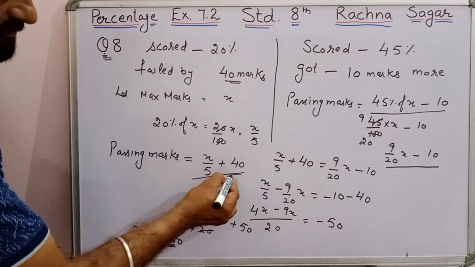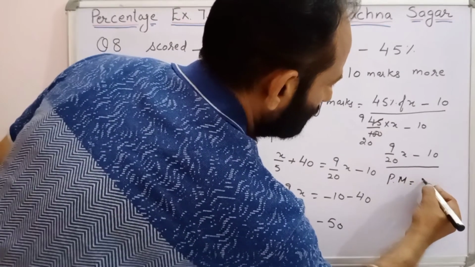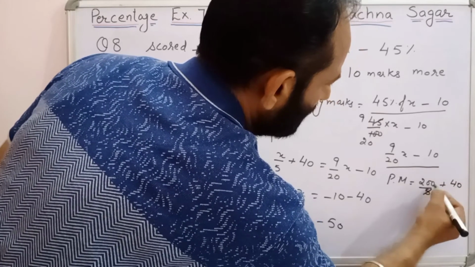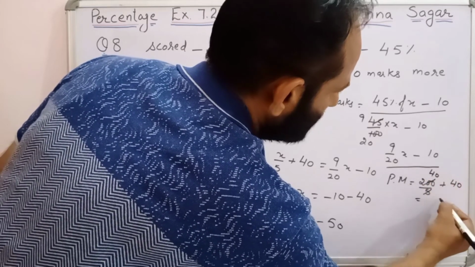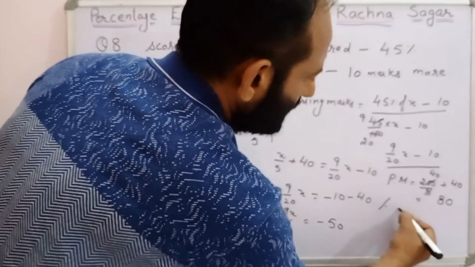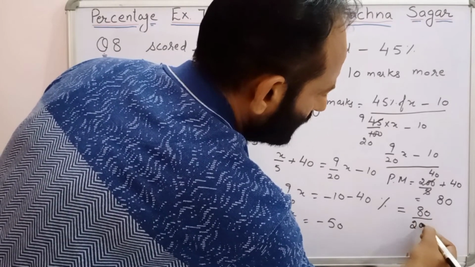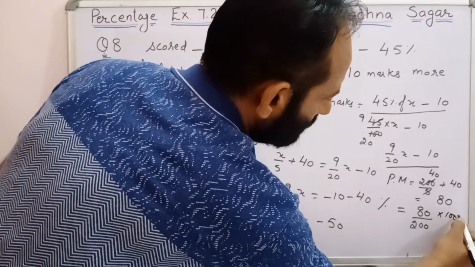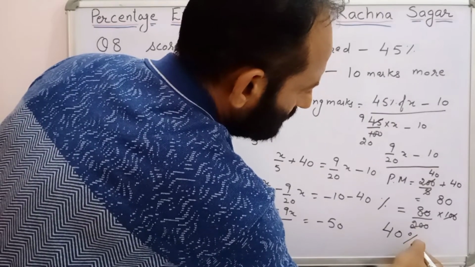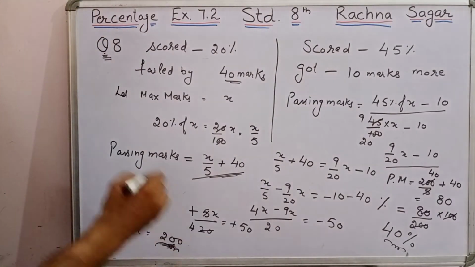Passing marks, x by 5 plus 40. Passing marks becomes 200 over 5 plus 40, that is 40 plus 40, it is equal to 80. Percentage required for passing is passing marks 80 over total marks 200 into 100, and it comes out to be 40%. Therefore, passing marks required are 40% and maximum marks of the examination is 200.